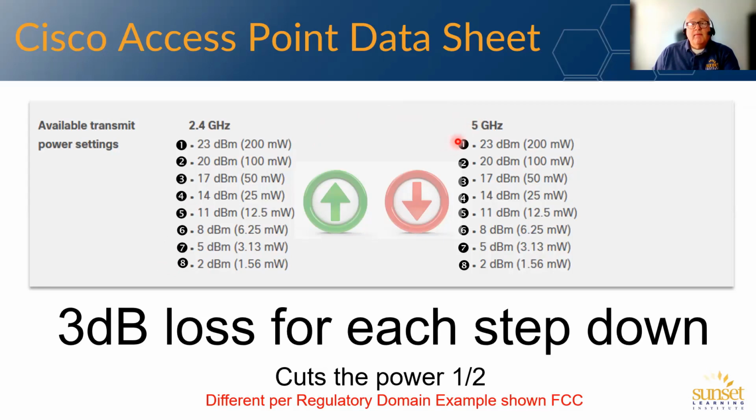On the right-hand side of this example, we have a 5 gigahertz radio. 23 dBm, number 1, is highest power. Number 2 is 20 dBm. And if you notice, it's going down from 1 to 8 to very low power. It's very important to point out that this example is from an FCC example, a regulatory domain with access points being deployed in the United States. So if you are reviewing this video and you have access points deployed in different countries, your values 1 through 8 will be different.